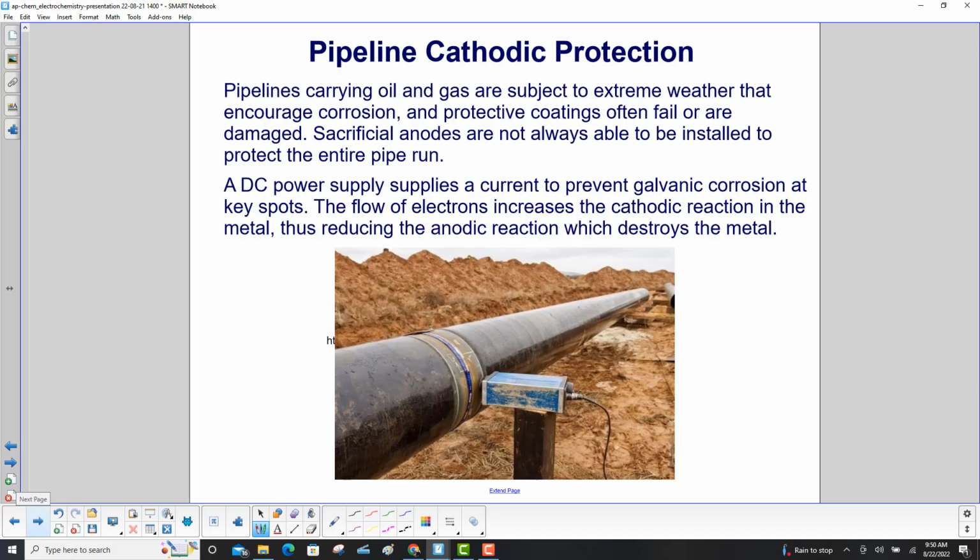Pipelines carrying oil and gas are subject to extreme weather that encourages corrosion, and protective coatings often fail or are damaged. Sacrificial anodes are not always able to be installed to protect the entire pipe run. Right, here's a pipe going on a long, long distance. A DC power supply supplies a current to prevent galvanic corrosion at key spots. The flow of electrons increases the cathodic reaction in the metal, thus reducing the anodic reaction, which destroys the metal.